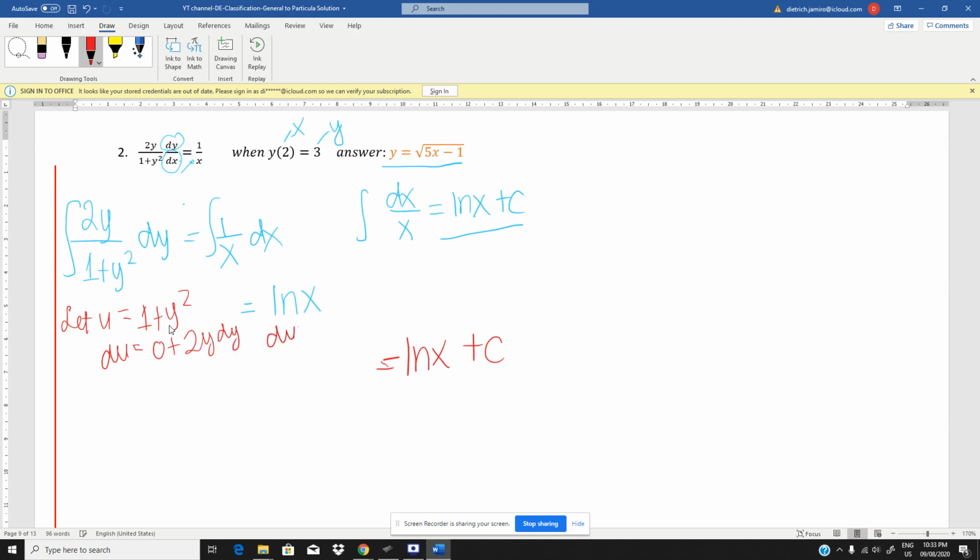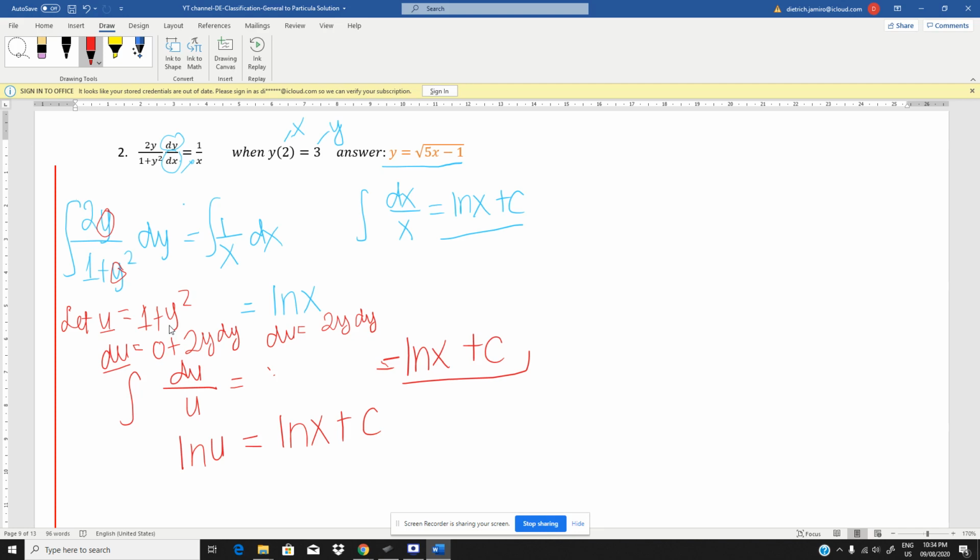So we will have du equivalent to 2y dy. And then I will change our y's with our u's. So the integral of 2y dy, which is du, all over 1 plus y squared, which is u. So this is equivalent to the integral of du over u, which is ln of u, equal to ln x plus c.